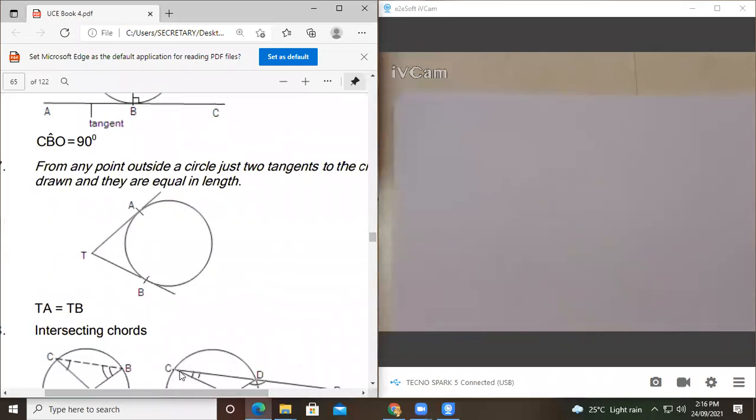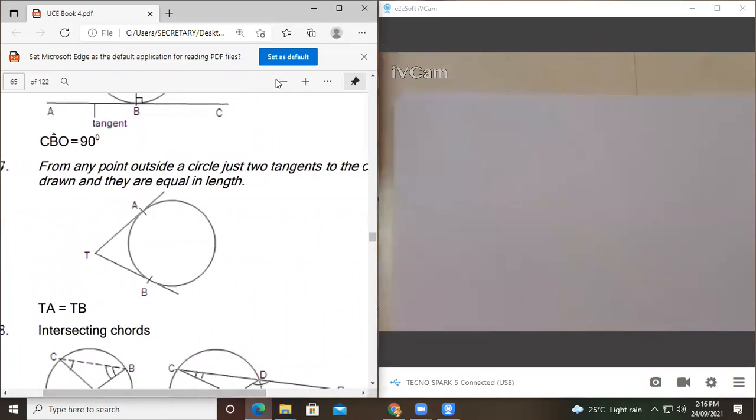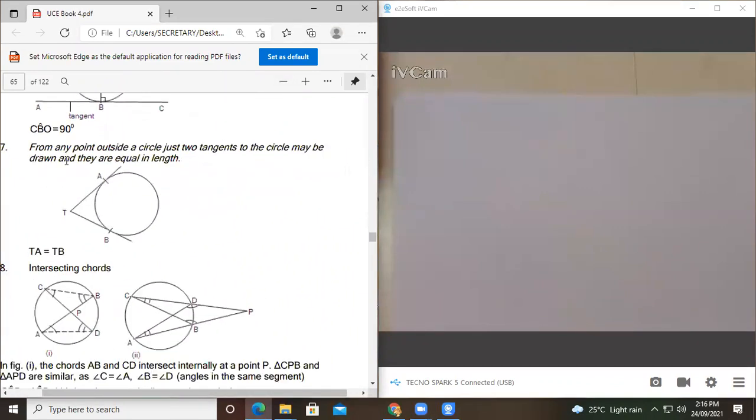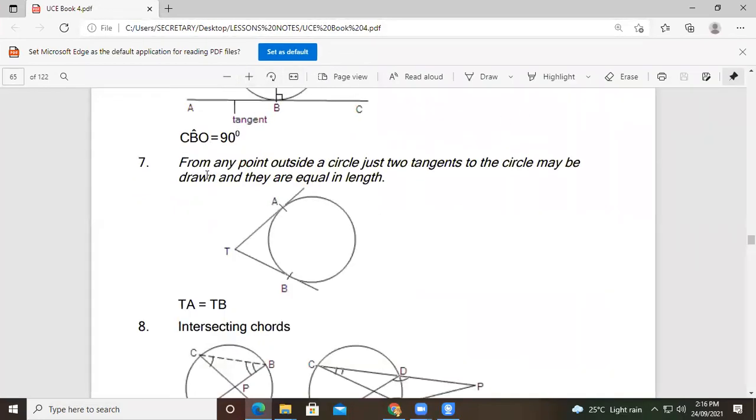Then we ended with this property, which is here. And zoom out a bit. And they are saying that from any point, okay, zoom in a bit. So they're saying that from any point outside a circle, just two tangents to the circle may be drawn and they are equal in length.